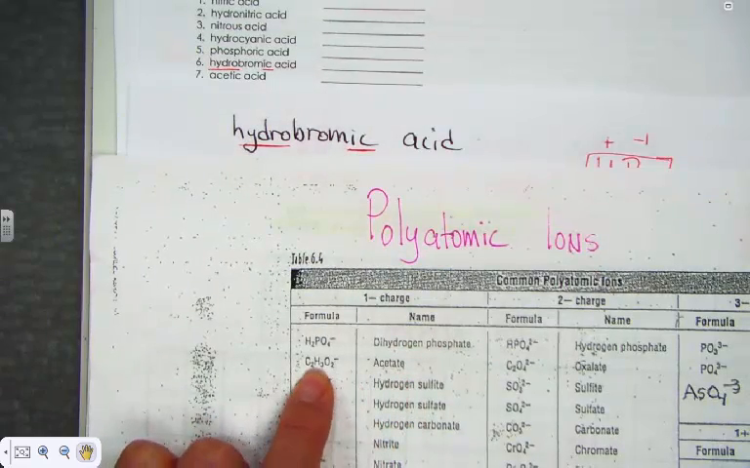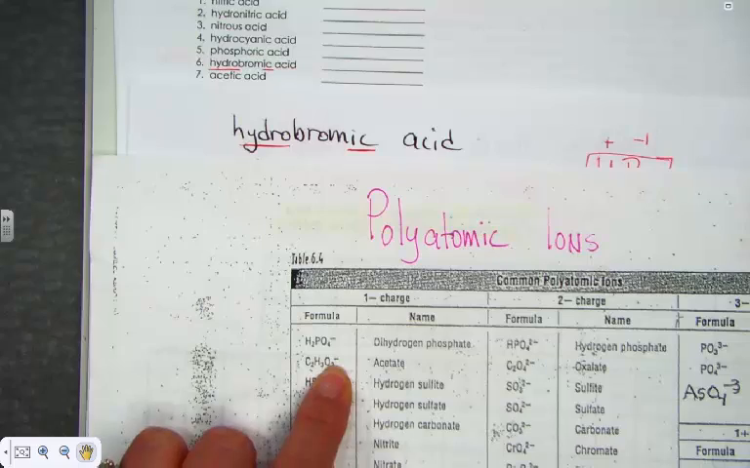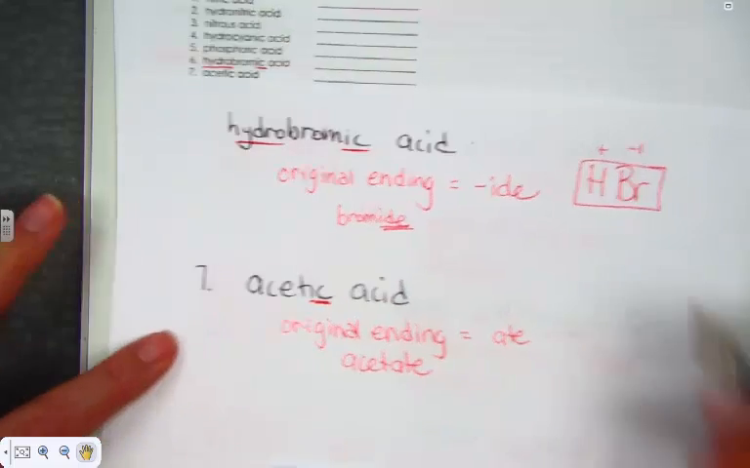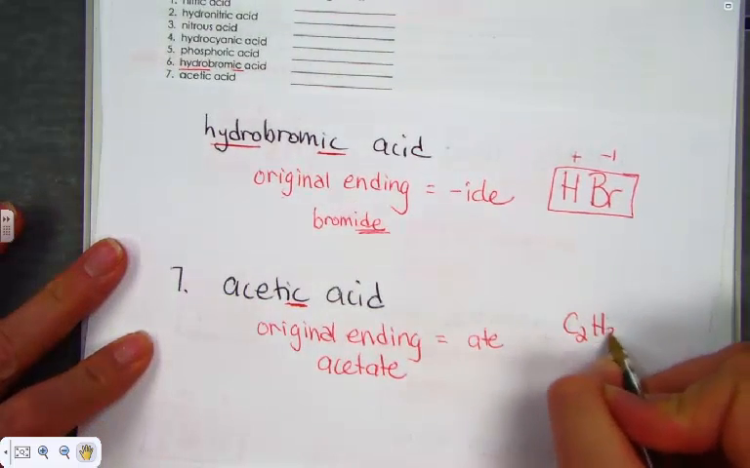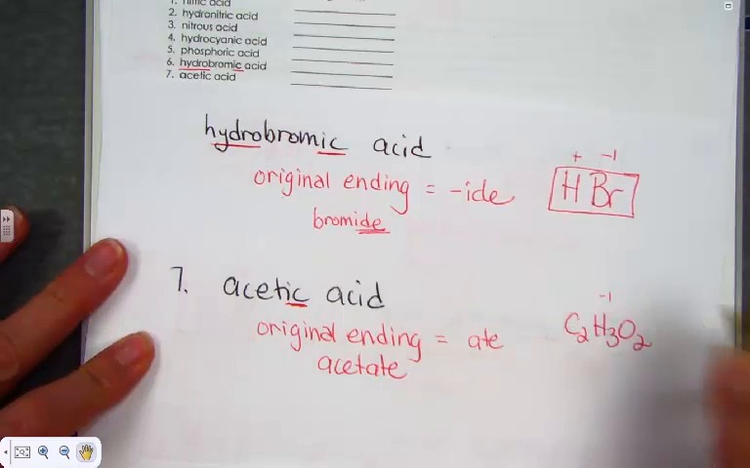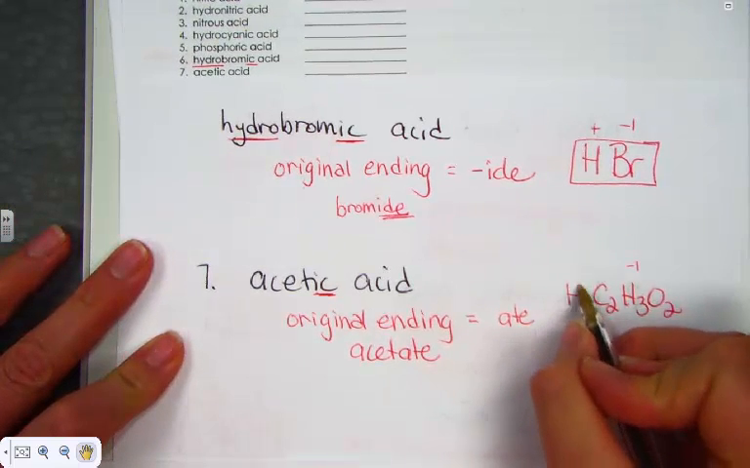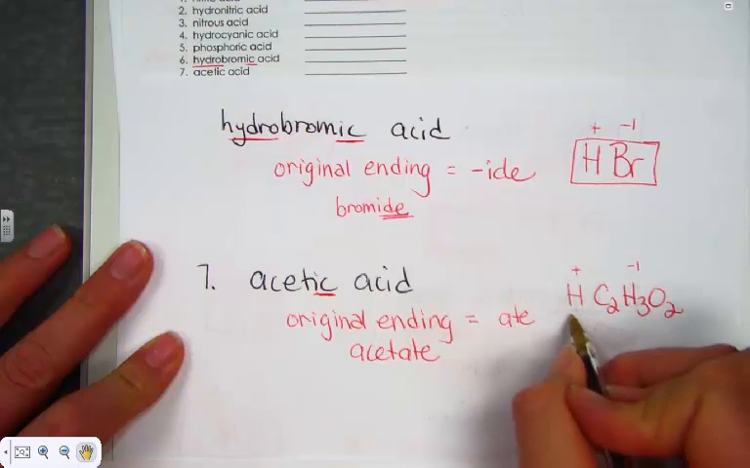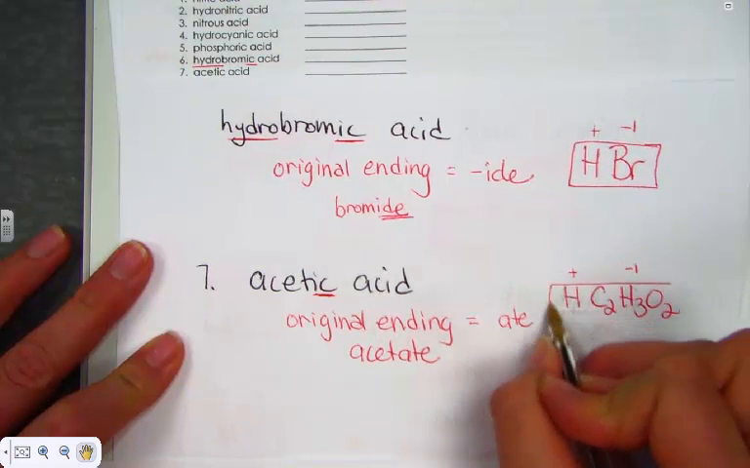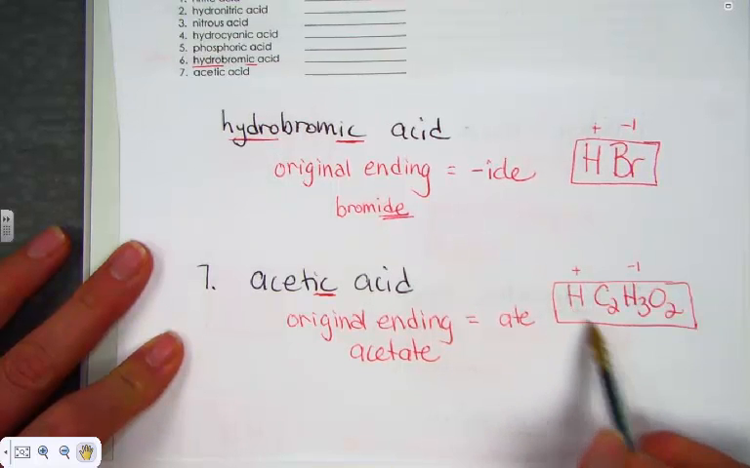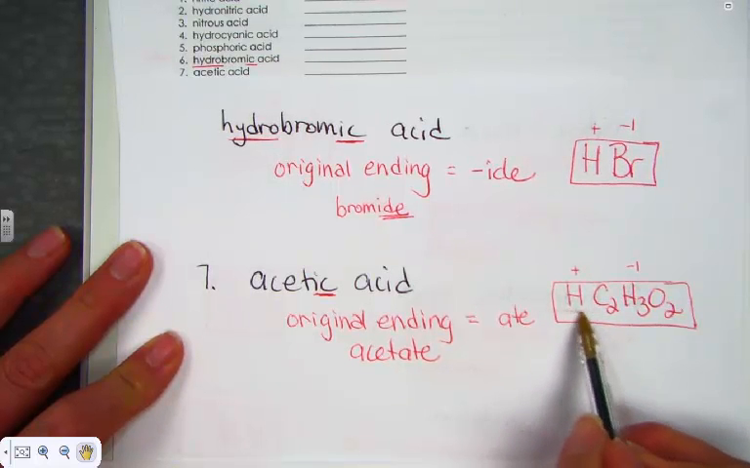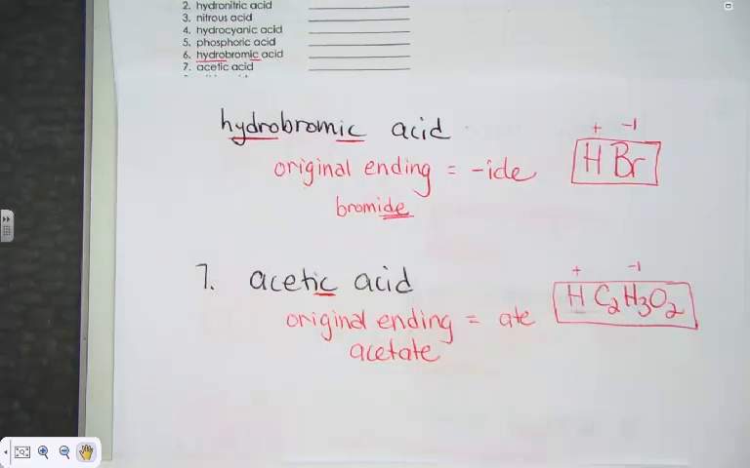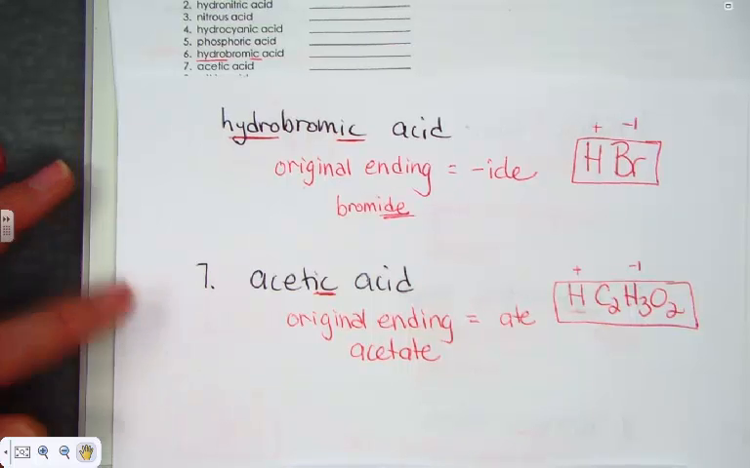Acetate. C2H3O2 -1. Acetate. C2H3O2, and it carries a -1 charge. So when we place our hydrogen out front, hydrogen acetate becomes acetic acid. Do not combine the H's. We wouldn't recognize it as an acid. It has to start with the H in order to recognize it as the acid formula. H, C2H3O2, acetic acid.